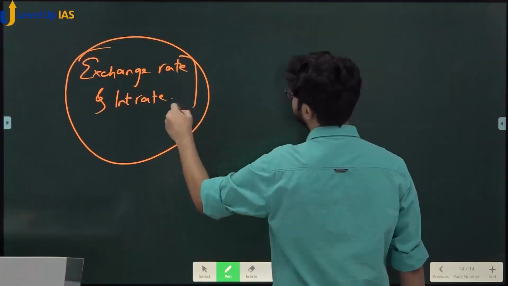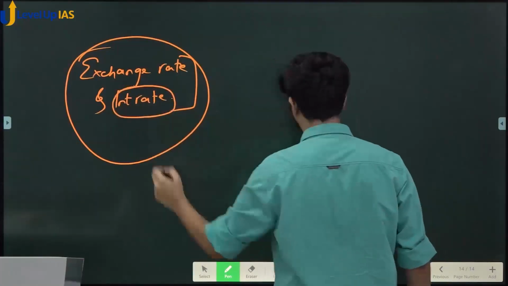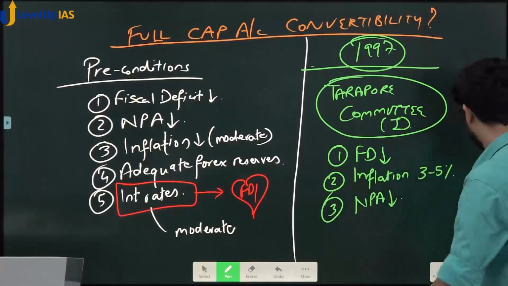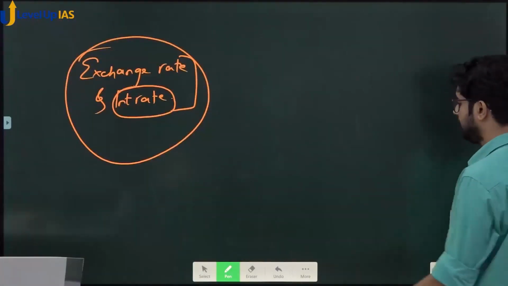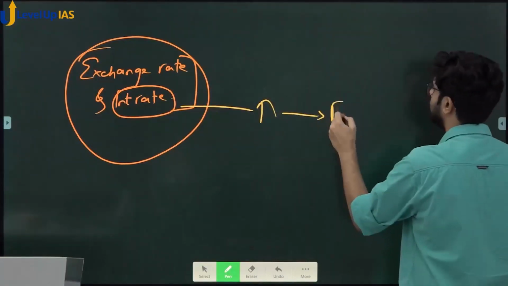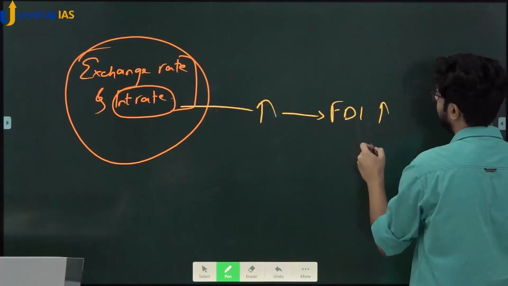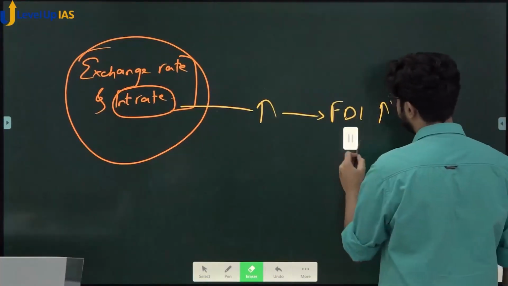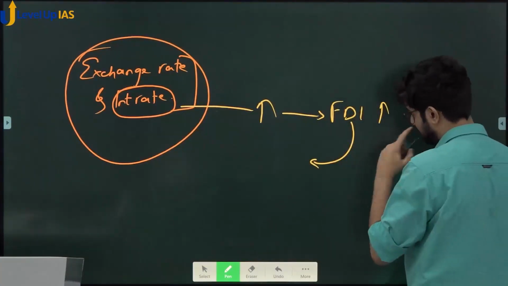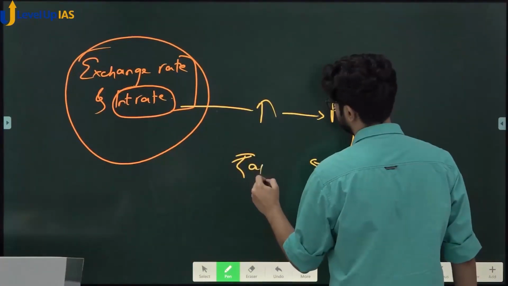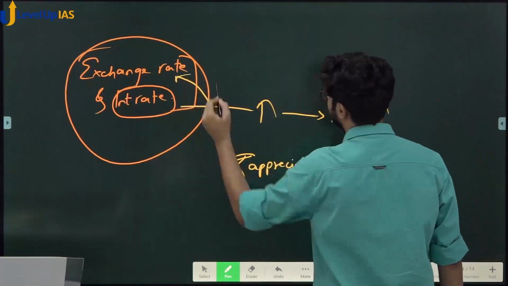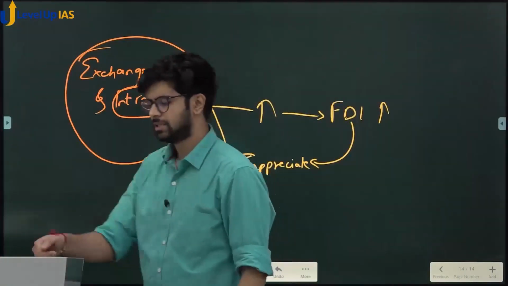Now when we speak about exchange rate and interest rate, it is a simple relation. I had made a drawing of a heart here: interest rate is the heart of FDI. So similarly, if the interest rate is very high, it will lead to FDI coming in. What will happen when FDI comes in? The rupee will appreciate. That is the exchange rate relation. Simple, okay?